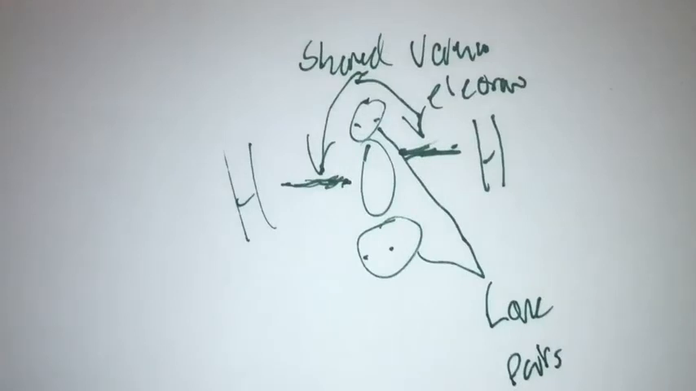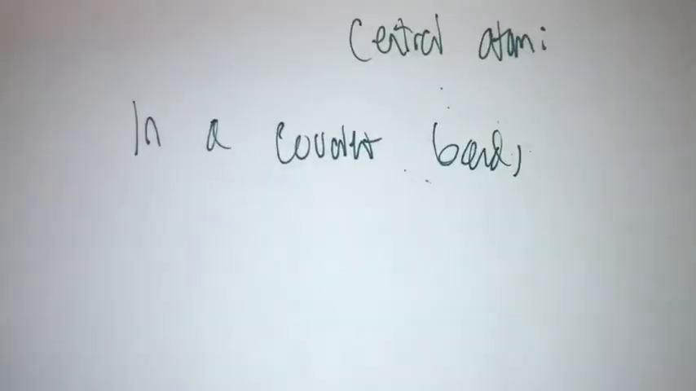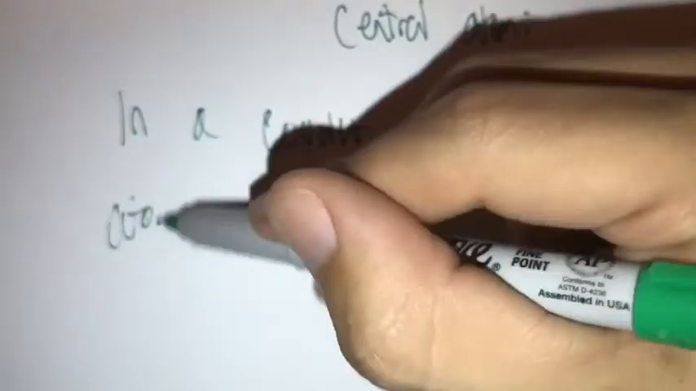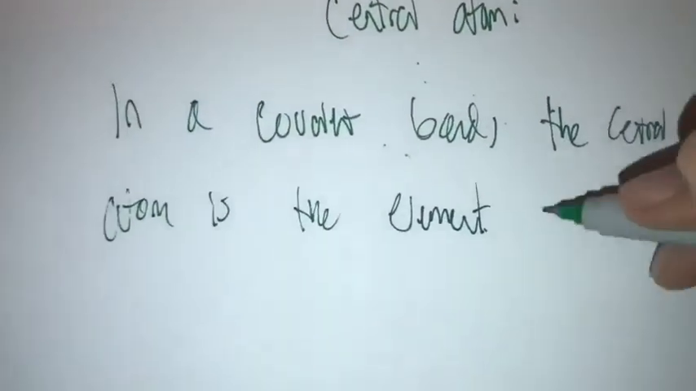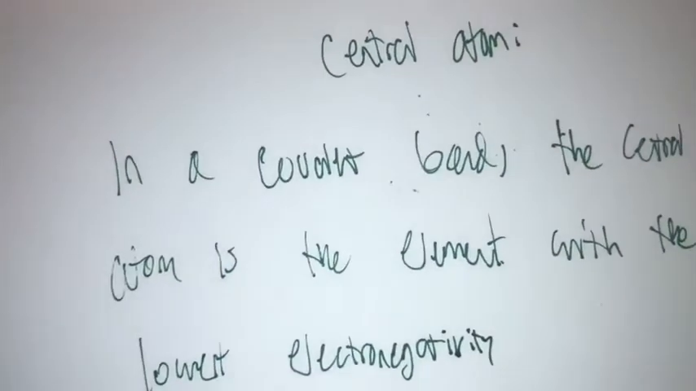And the electrons that are left over are called lone pairs because they are not shared between any atoms. A central atom in a covalent bond is the atom with the lowest electronegativity. Basically, the central atom is the one that all the other atoms are bonded to.